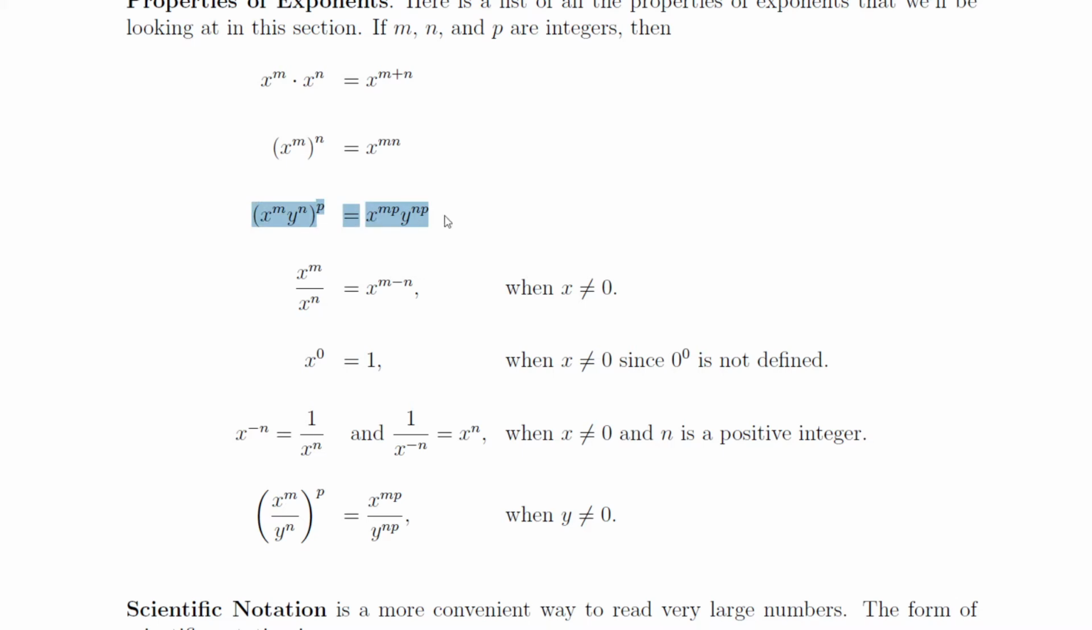Same idea here. All that I'm going to do in this case is I'm going to distribute the p to both the m and the n. So this ultimately becomes x to the mp times y to the np. Okay, that's kind of hard to say. Essentially, the p is multiplying by both the m and the n, and the bases are going to stay the same. So when I say base, I'm meaning the thing that the exponent is raising. Okay? The exponent is the thing that the base is being raised to.